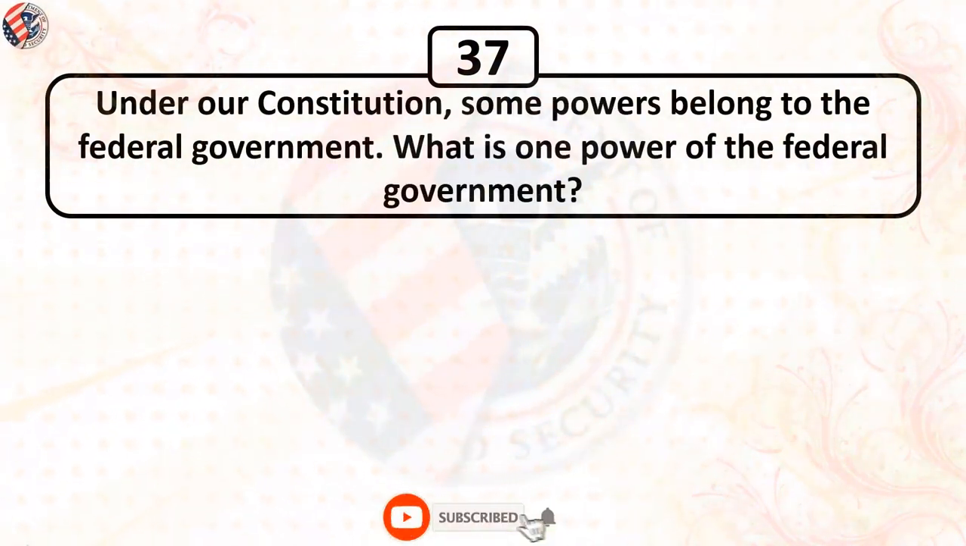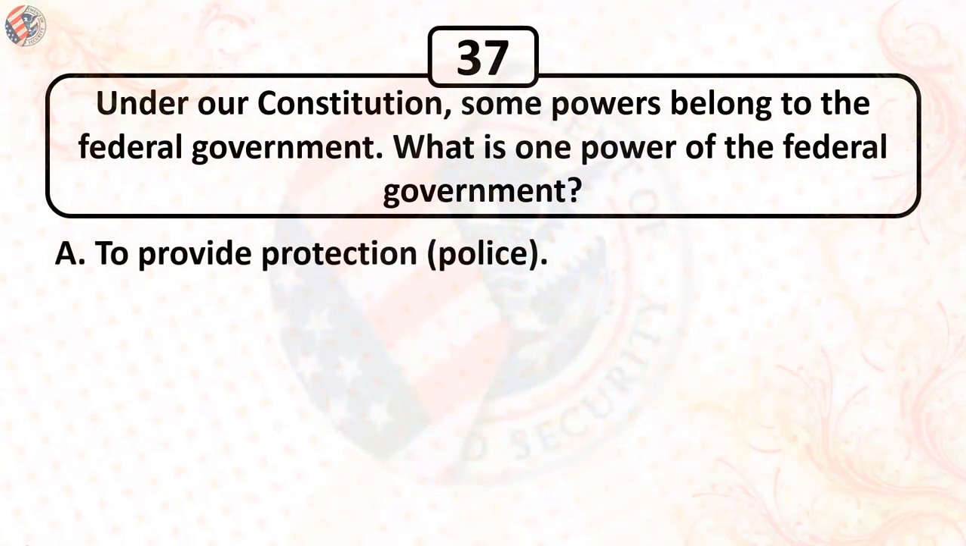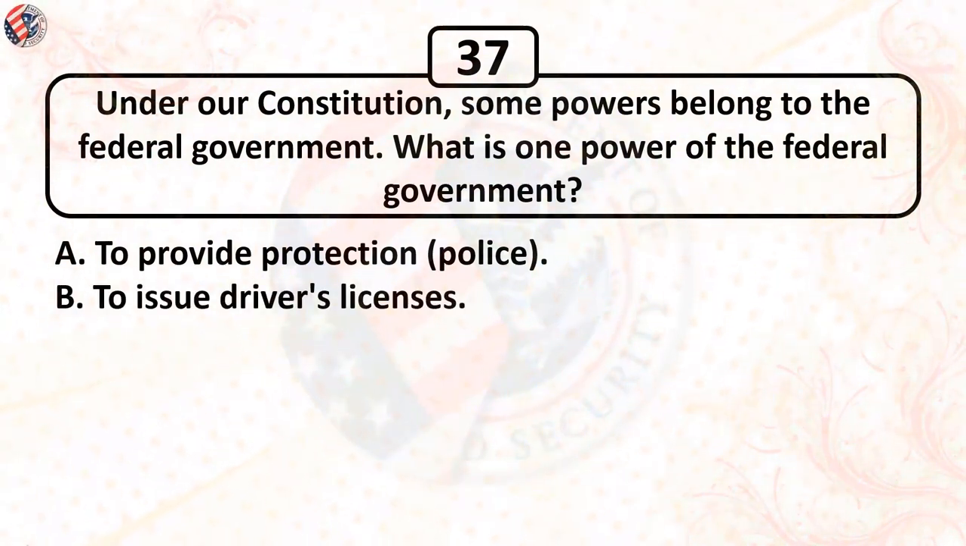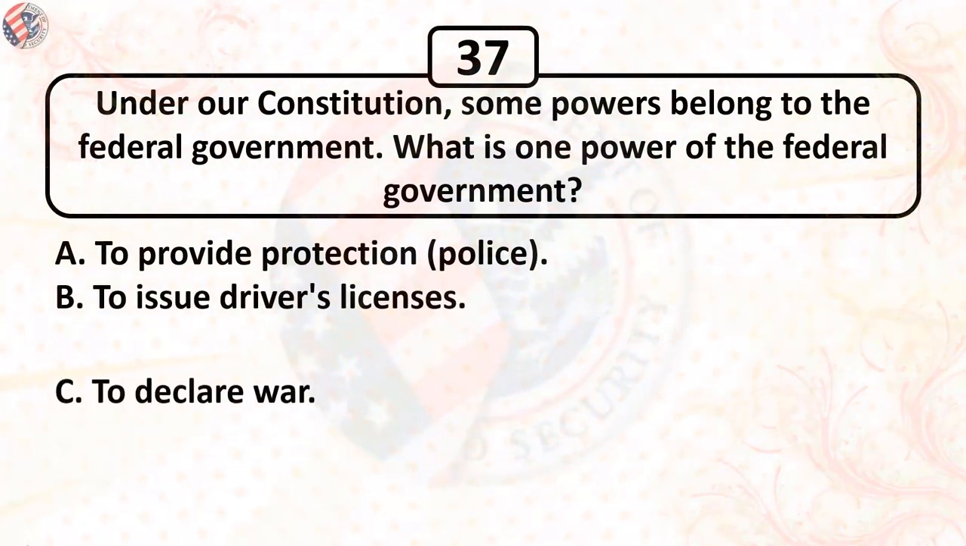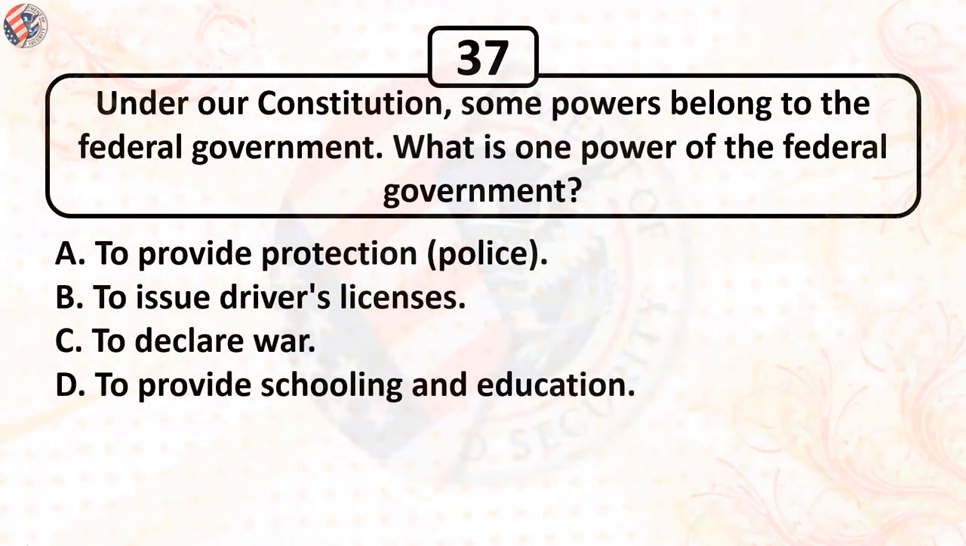Under our Constitution, some powers belong to the federal government. What is one power of the federal government? A. To provide protection, police. B. To issue driver's licenses. C. To declare war. D. To provide schooling and education.